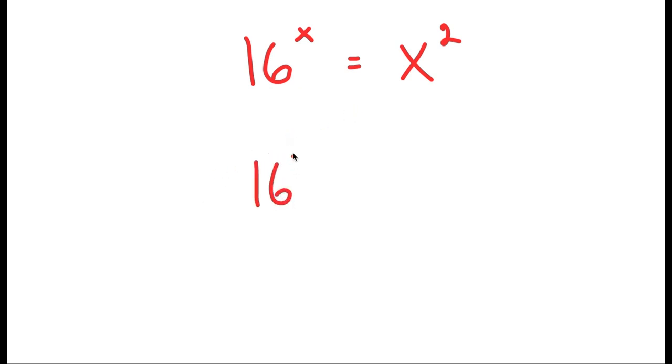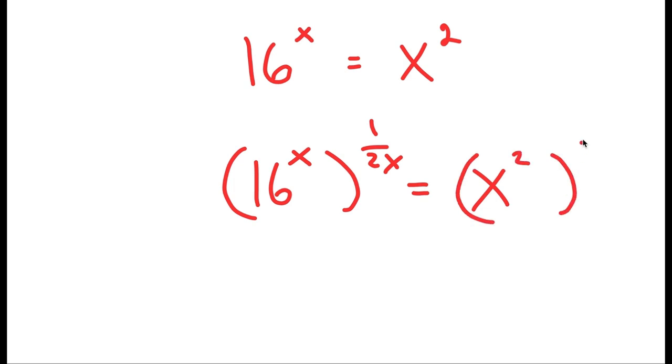Alright, so in this video, I'm going to solve the equation 16 to the power of x is equal to x to the power of 2. So to solve this, I'm going to first start by taking the power of 1 over 2x on both sides. So I get 16 to the power of x, to the power of 1 over 2x, is equal to x to the power of 2, to the power of 1 over 2x.